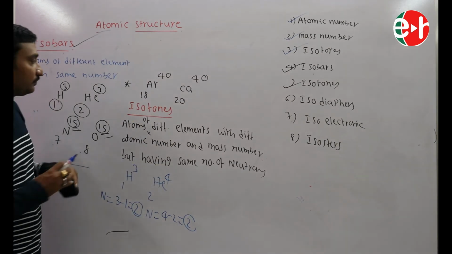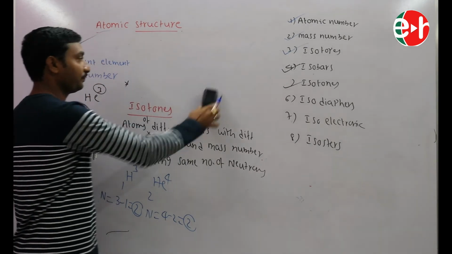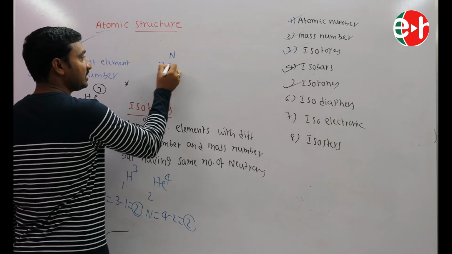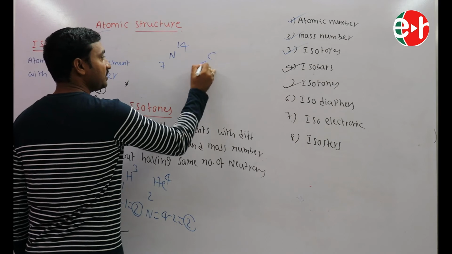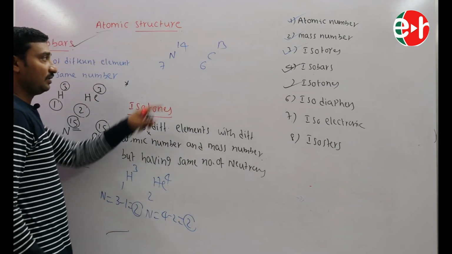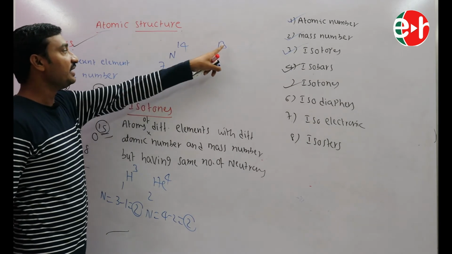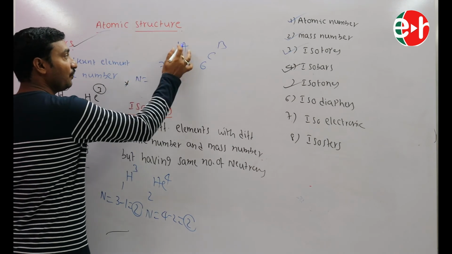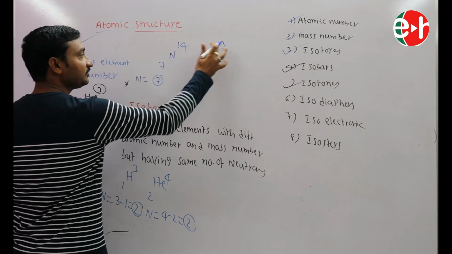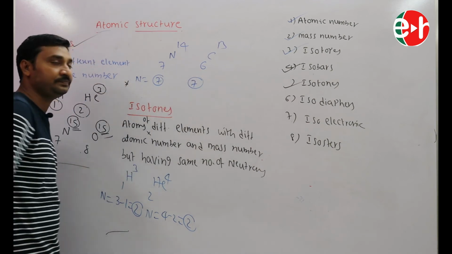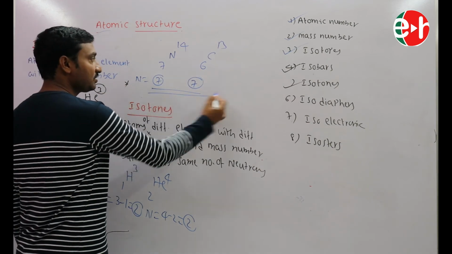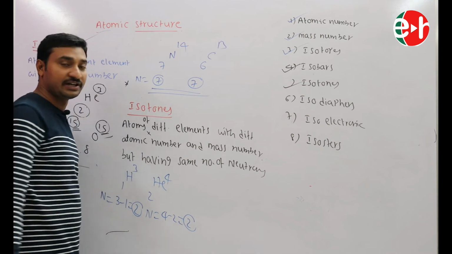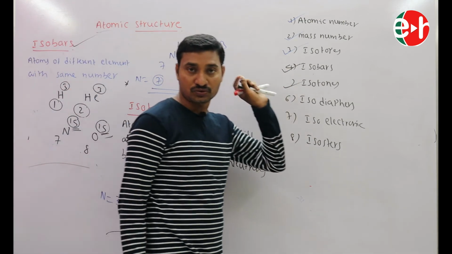One more example. See, nitrogen 7 to 14, carbon 6 to 13. Different elements, different mass number, different atomic number. Number of neutrons 14 minus 7, 7. 13 minus 6, 7. Number of neutrons same, but mass number different, atomic number different, different elements. So these are called isotones.